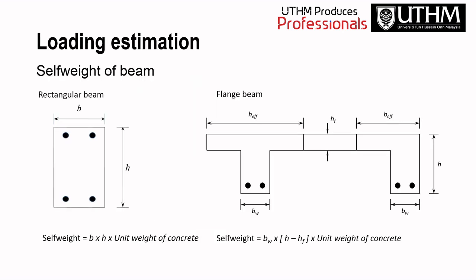Okay, so we go to the loading estimation for beams. How do you estimate the self-weight of a beam? If it is a rectangular beam, then it is easy. You just take b times h times the unit weight of concrete. But if it is a flanged beam, meaning there is a slab on top and the flanged beam is compound with it, then the self-weight is equal to bw times h minus hf, where h minus hf is the depth of the web, times the unit weight of concrete. Then you can get the area of this. The flange area is not included because it is already considered when you calculate the slab.